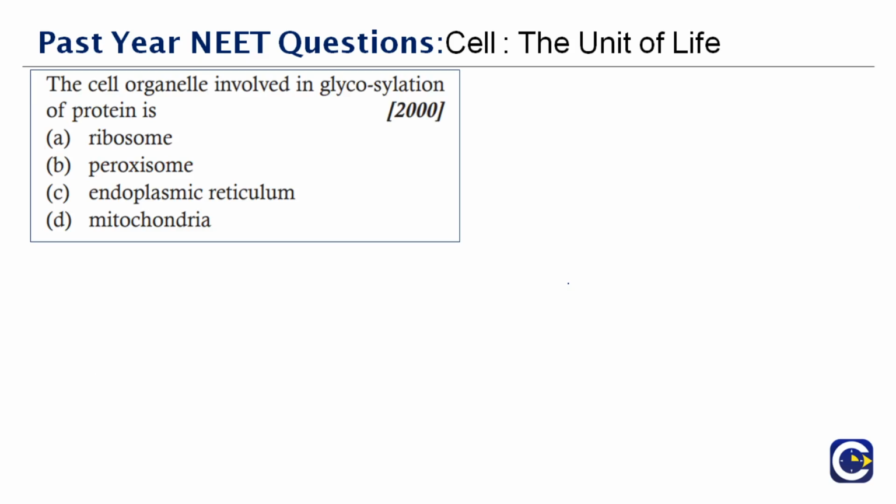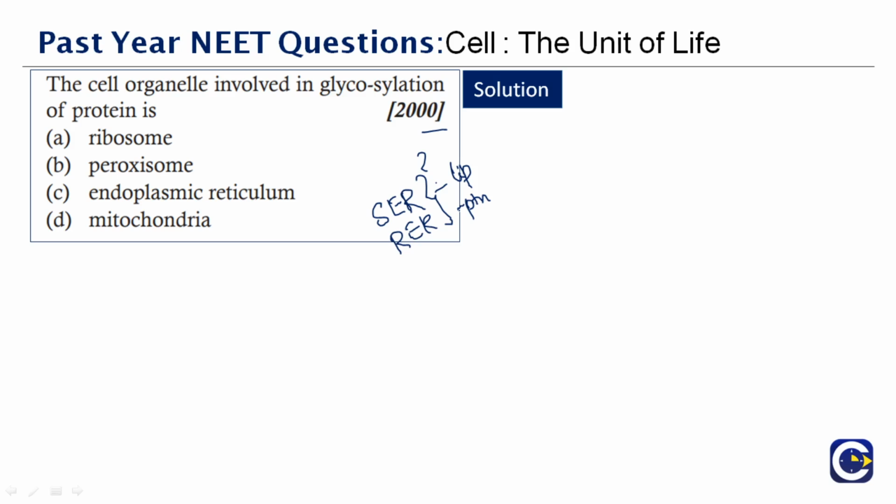Next question here. This question was asked in the year 2000. Okay, the cell organelle involved in the glycosylation of protein is dash. So this question is again easy for you. When we talk about glycosylation, glycolipids, all this process happens in the reticulum. We already know they are classified as smooth endoplasmic reticulum and rough endoplasmic reticulum. These two have separate properties and functions. While smooth will synthesize lipids, rough will synthesize protein. So when we talk about glycosylation, the correct answer is endoplasmic reticulum.